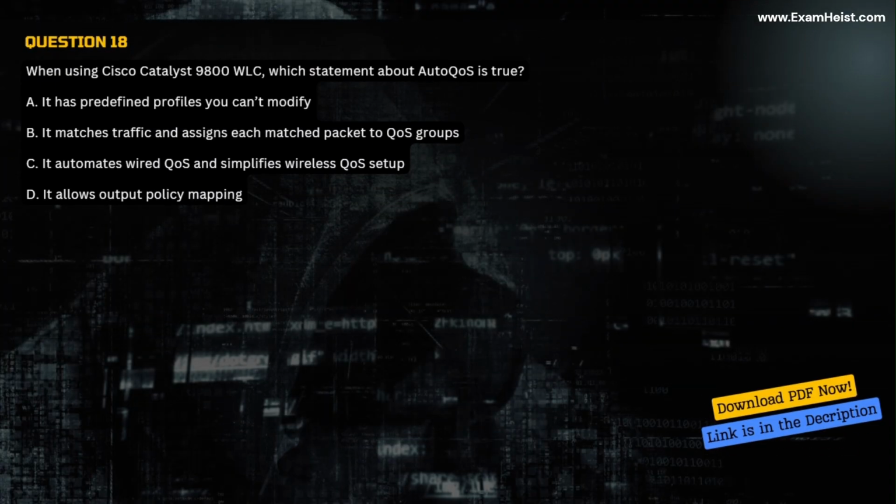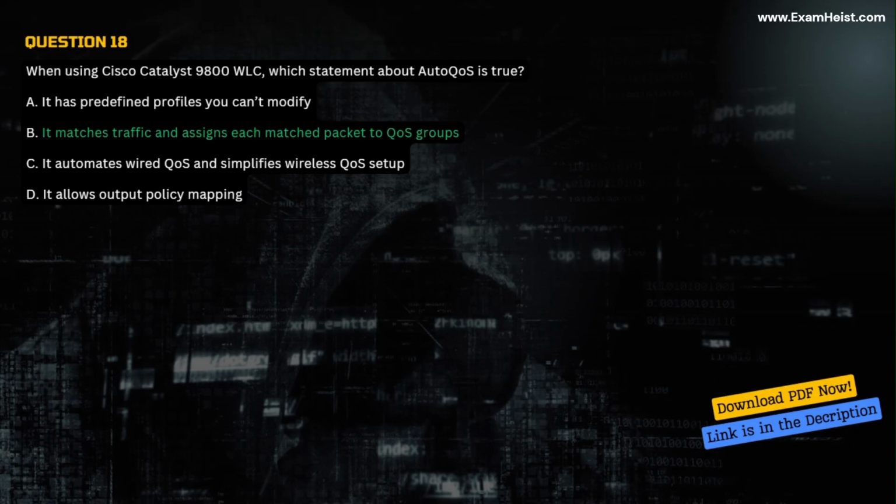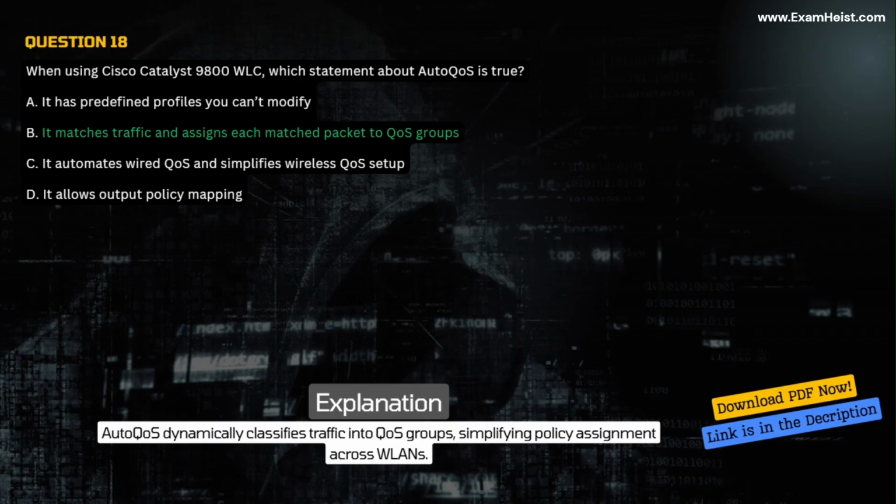When using Cisco Catalyst 9800 WLC, which statement about AutoQoS is true? A. It has predefined profiles you can't modify. B. It matches traffic and assigns each matched packet to QoS groups. C. It automates wired QoS and simplifies wireless QoS setup. D. It allows output policy mapping. Correct answer B. It matches traffic and assigns each matched packet to QoS groups. Explanation. AutoQoS dynamically classifies traffic into QoS groups, simplifying policy assignment across WLANs.